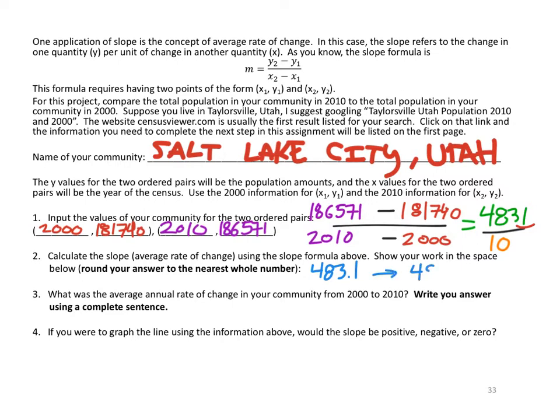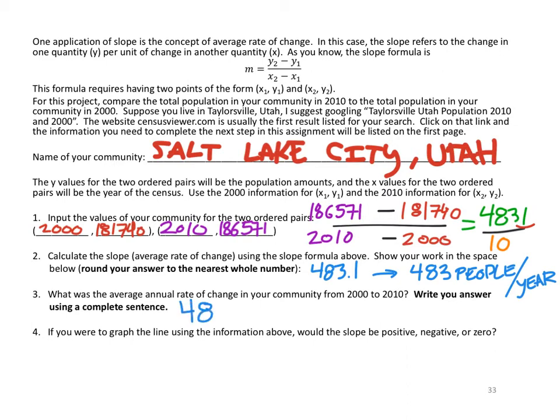But it did say round to the nearest whole number, so I'm just going to change this to 483. And again, this would be people per year. And you can write this rate like this as well. Okay, so that's the average change that we would expect. Oh, I guess I could have kept that as 483, because the next question is going to say, well, what was the average annual rate of change in the community from 2000 to 2010? Well, it's the same answer.